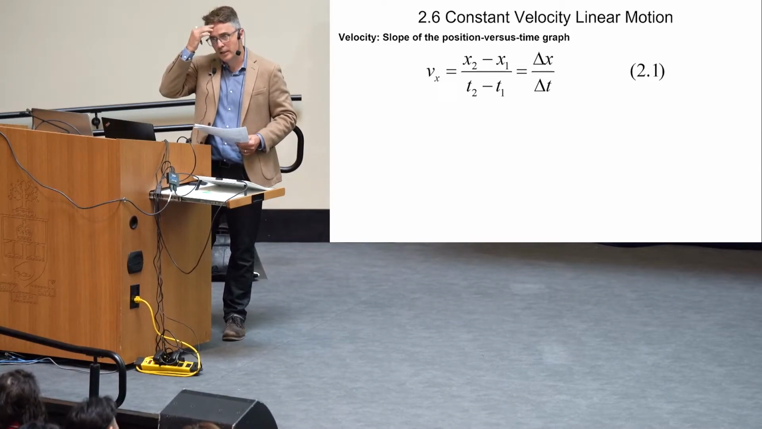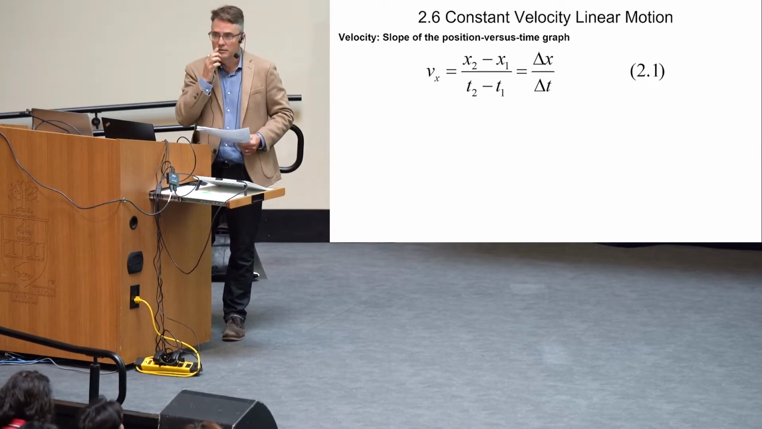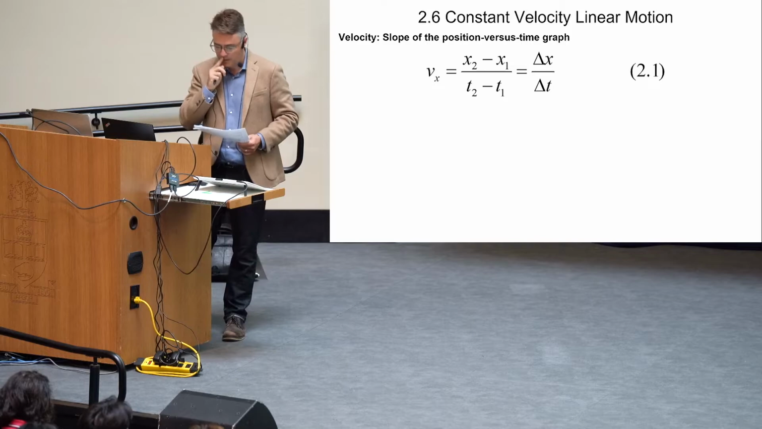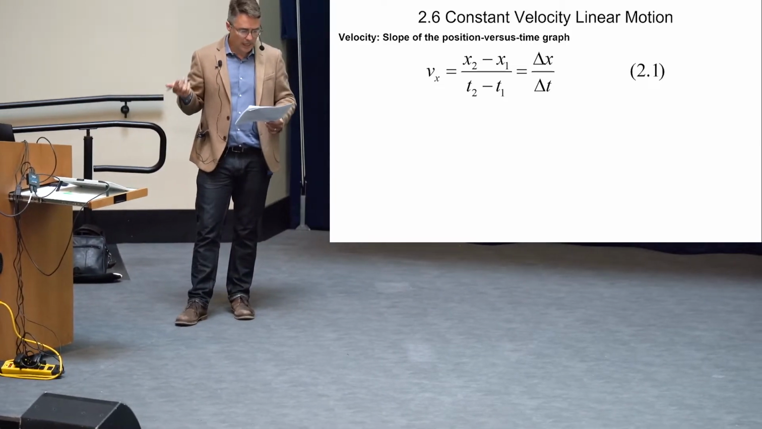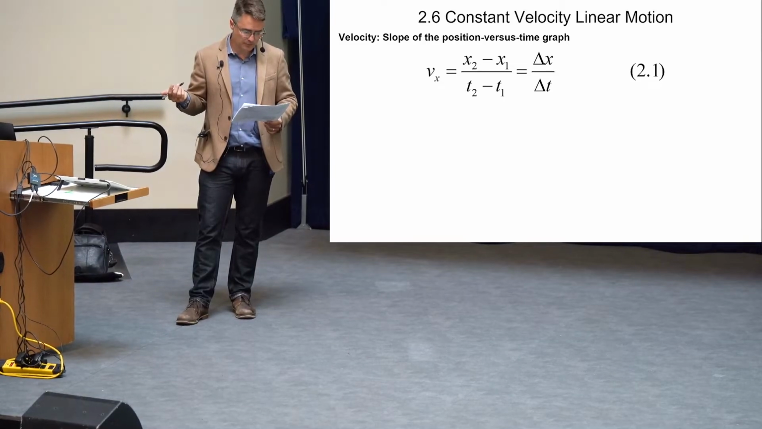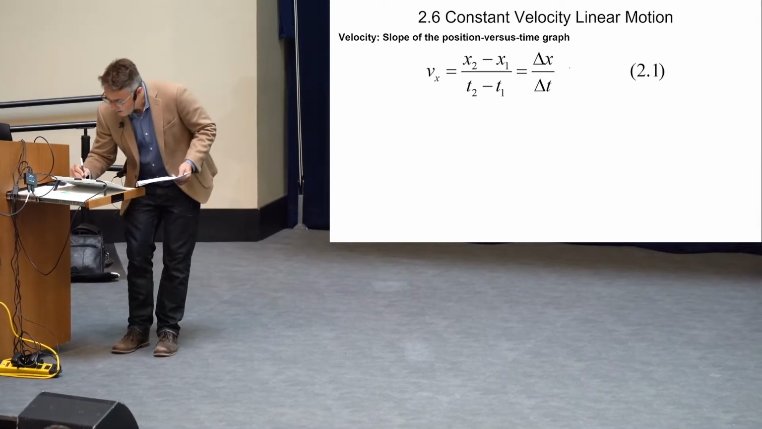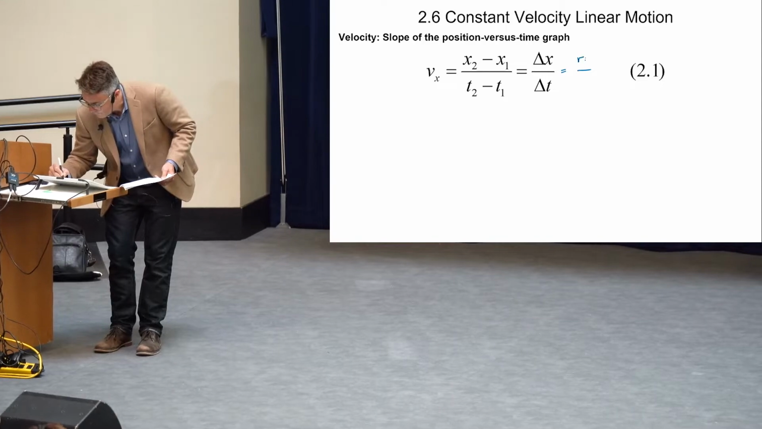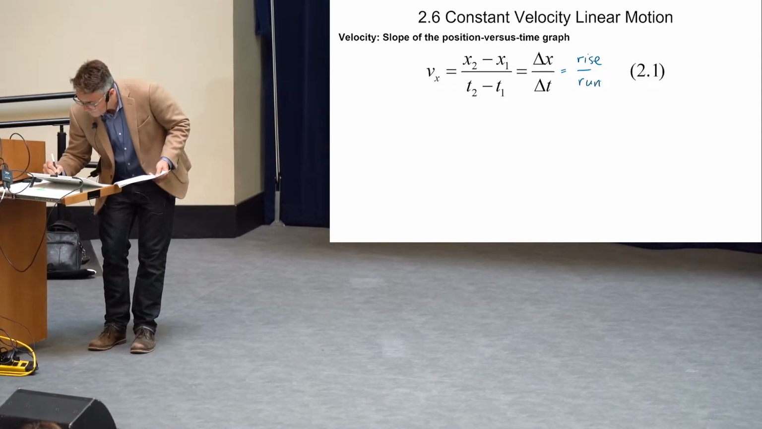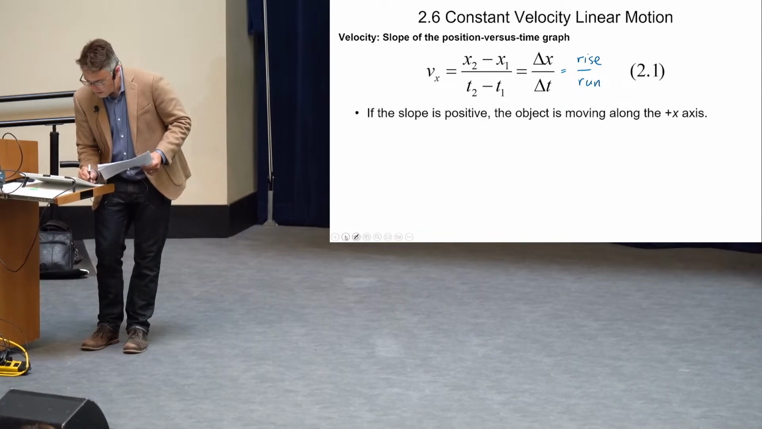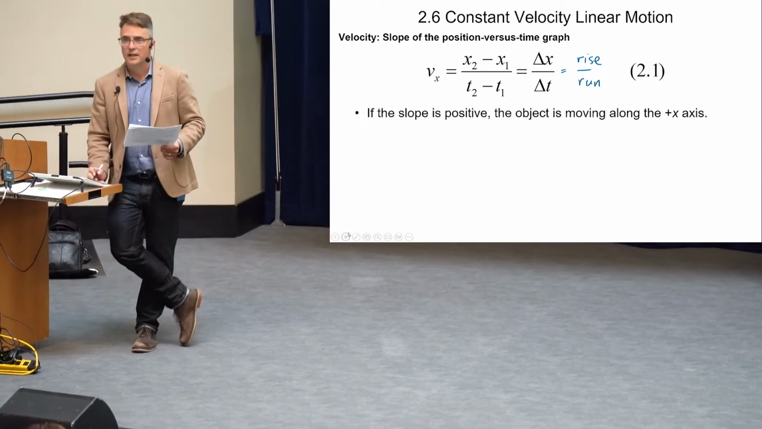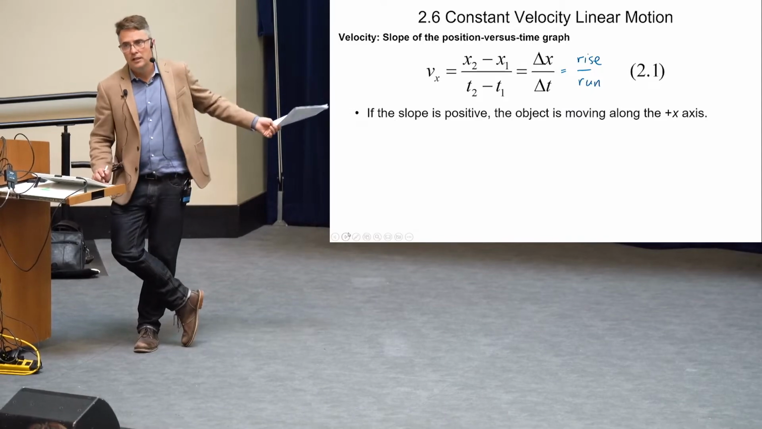We might talk a little bit about acceleration just before we leave, but basically, velocity is the slope of position versus time graph. Slope being rise over run, which you can do. If the slope is positive, then we say the object is moving in the plus x direction.